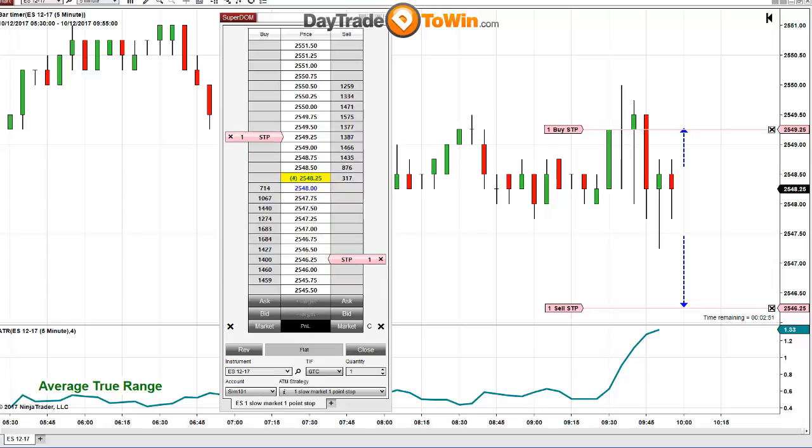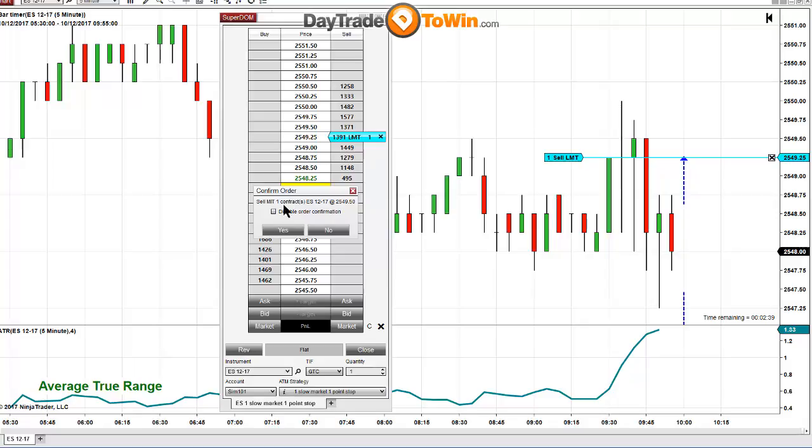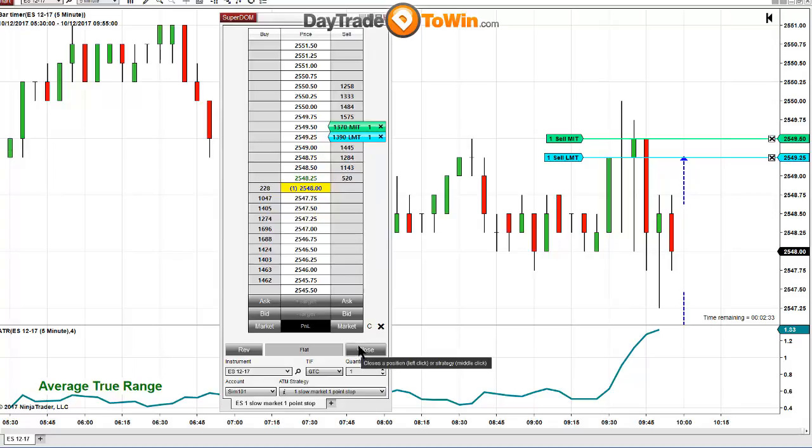So let me know if anyone has any questions so far on stop orders, middle mouse button, or the limit order, left click, or a market if touched, which you hold down the control key and also left click. Everybody okay with that? So these are different types of orders that are placed.